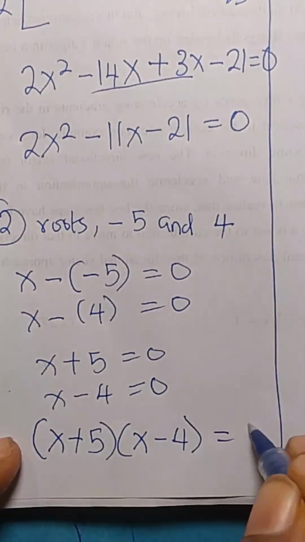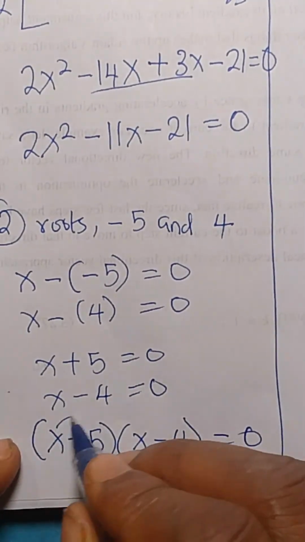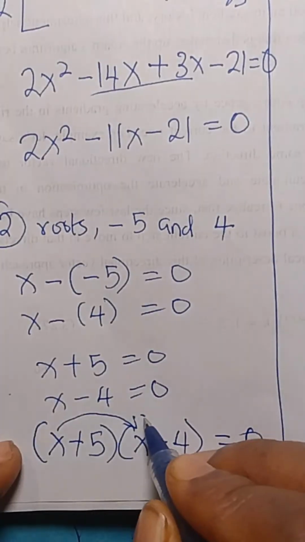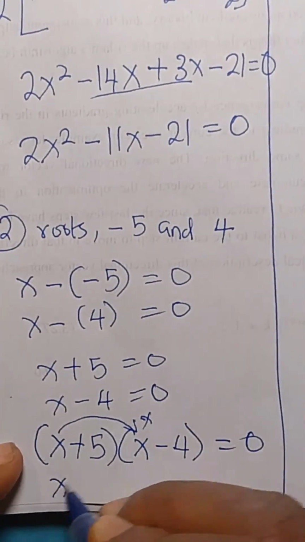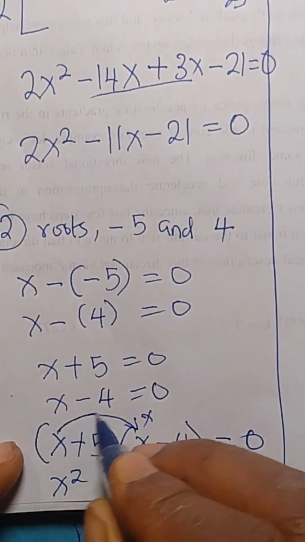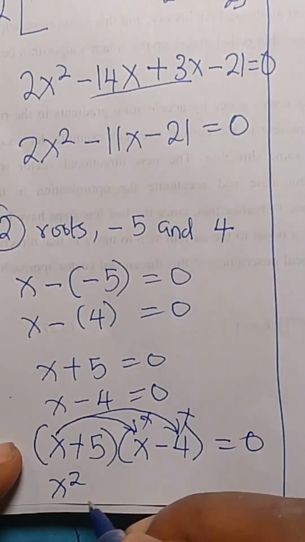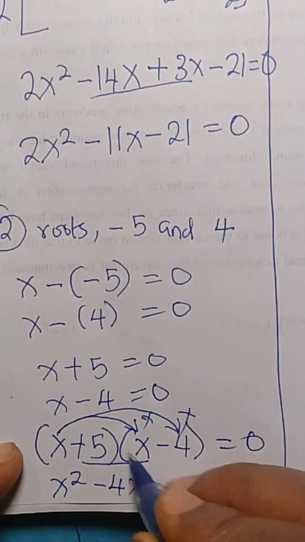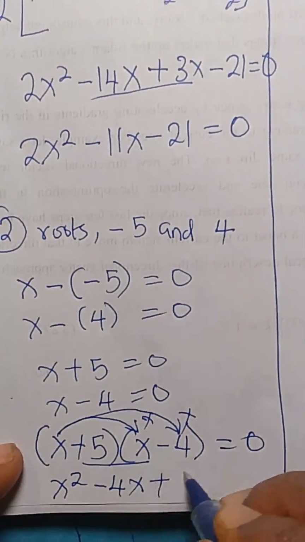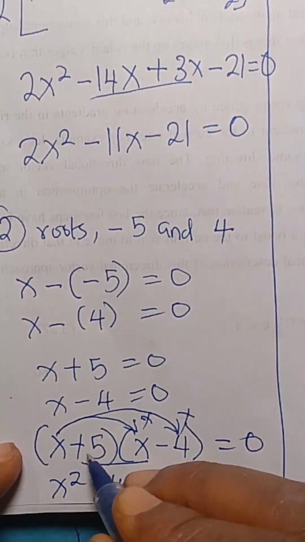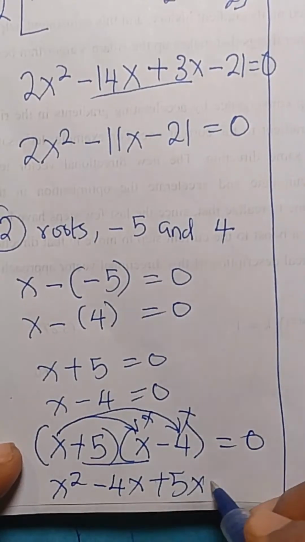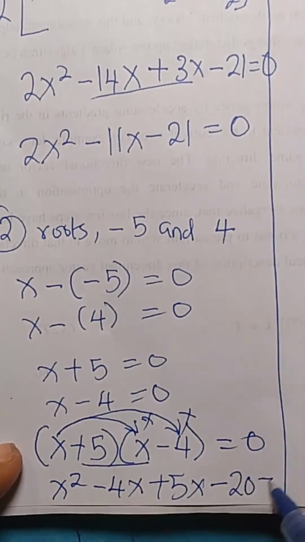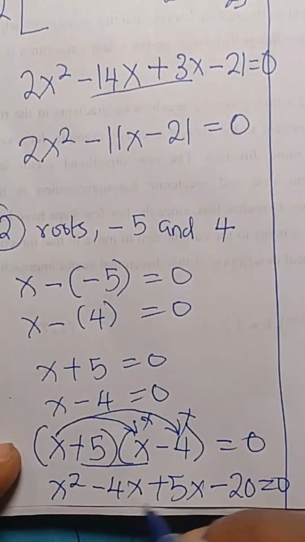And still equate it to 0. So x times x will give us x squared. x times minus 4 will give us minus 4x. x times 5 will give us plus 5x. 5 times minus 4 gives us minus 20, and it is equal to 0. So we are going to add here up.